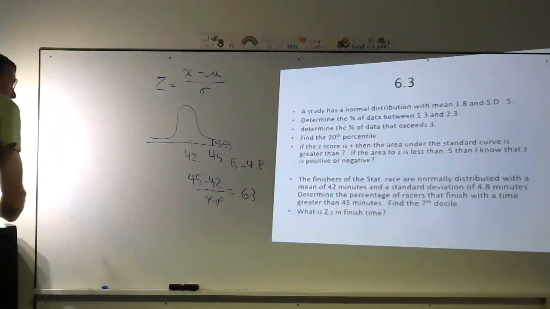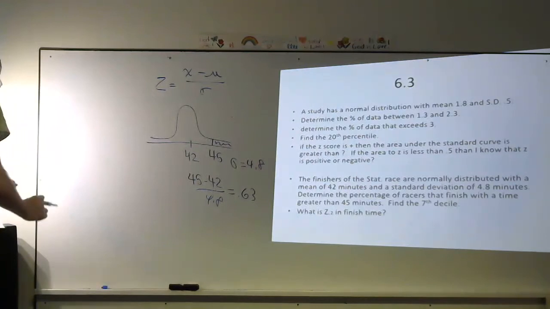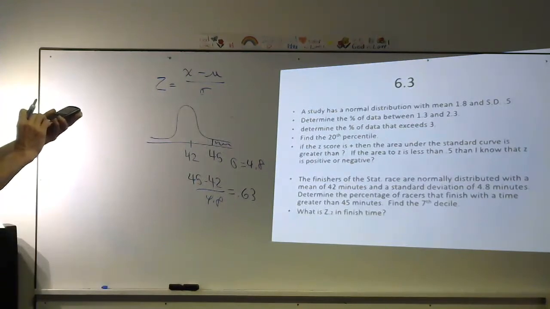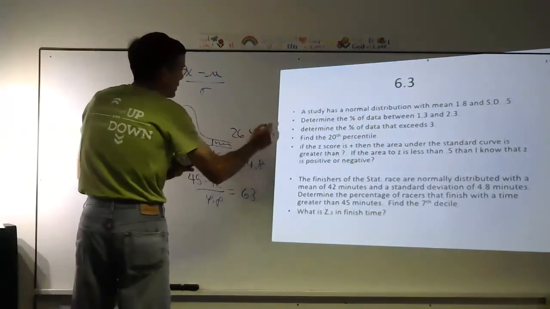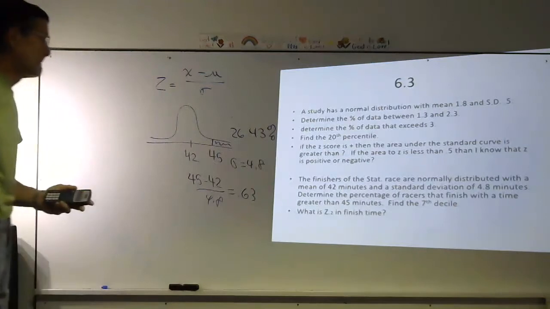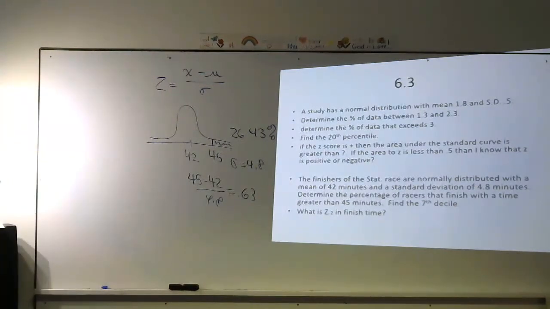0.7357. Is that what it was? 0.63, 0.7357. Yeah. So 1 minus 0.7357, I get the answer is 26.43%. Okay? We're good? Find the 7th decile.